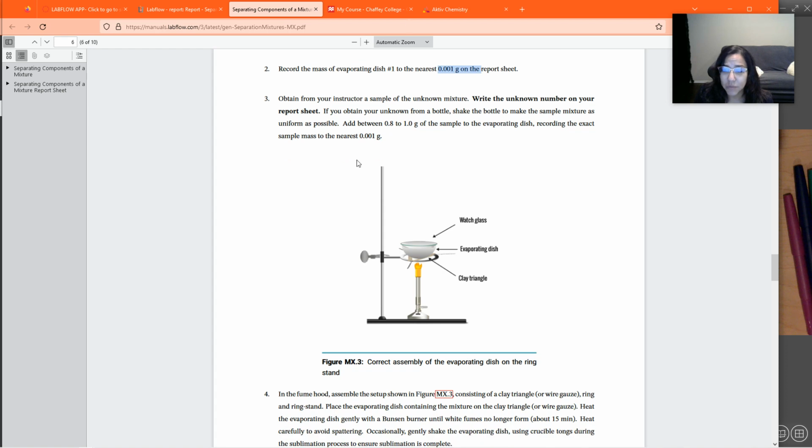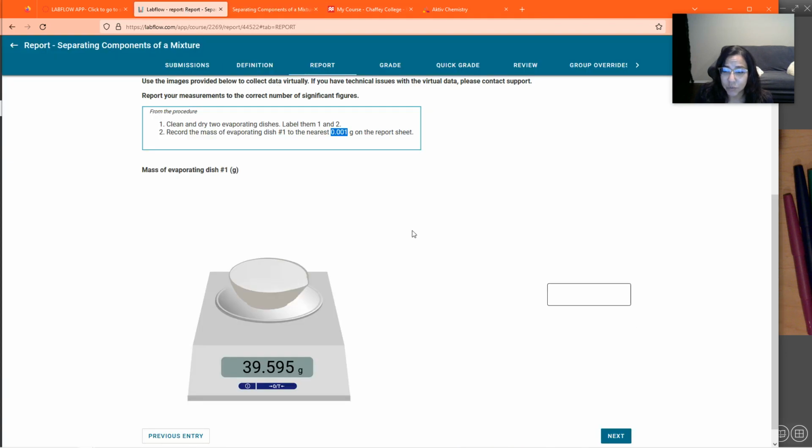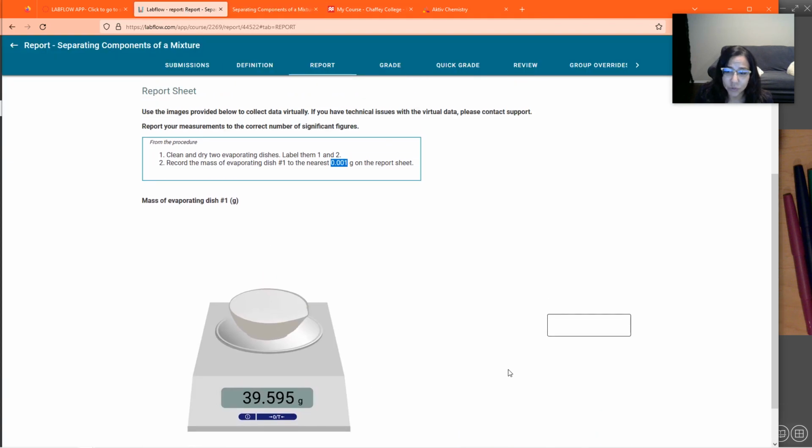Now, the number that you're going to get is actually going to be provided to you in this lab after you put in your entry. So when I put my entry in, 39.595, see, I'm labeling it to the nearest, I forgot what this is called. I think it's tenth of a thousand or something. I'm not sure. So three after the decimal.